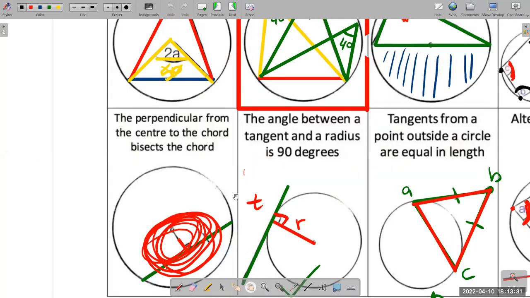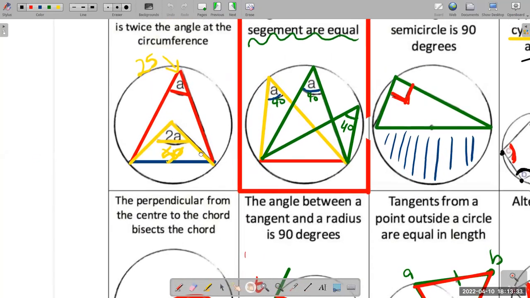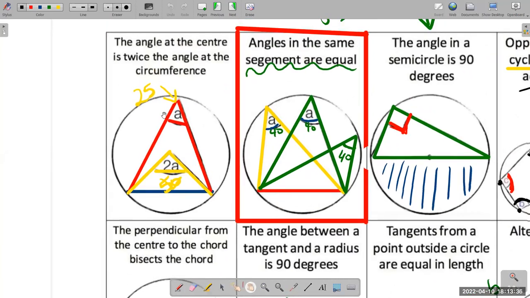So let's go through them quickly so we know how to refer to our circle theorems. All right, so the first one, pretty simple. Angles at the center is 2 times angles at the circumference. What are the things we're looking for? We're looking for angles that are formed on the same line, or in this case, we know the name of this line. This line is called a chord.